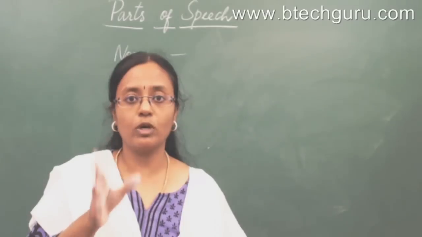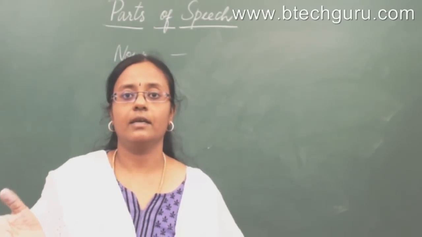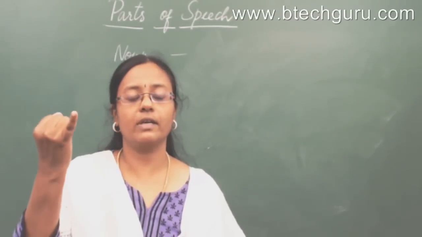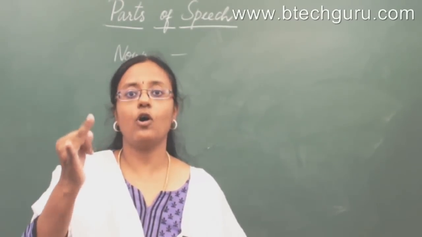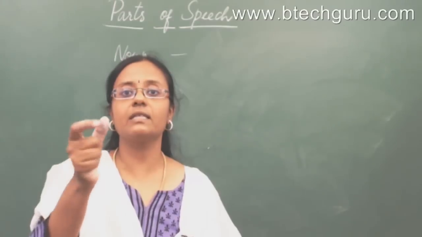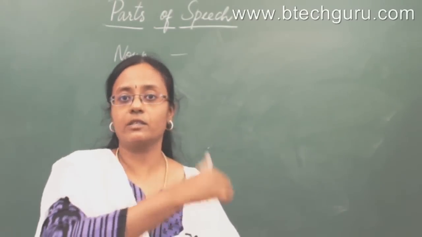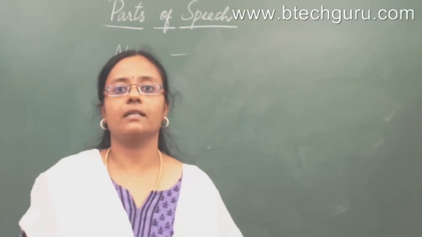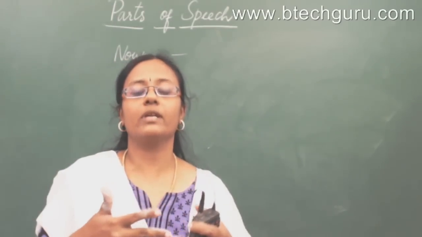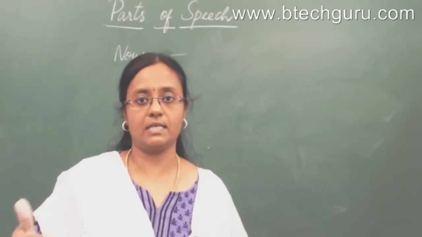A verb is a word that expresses action or state. An adverb adds more meaning to a verb most often, right? An adjective or another adverb. We'll see examples in detail, in which sentence it adds more meaning to a verb, how it adds more meaning to an adjective. We'll see examples in detail. Then comes preposition. It is a word that brings out the relationship between a noun or a pronoun and some other word in a sentence.